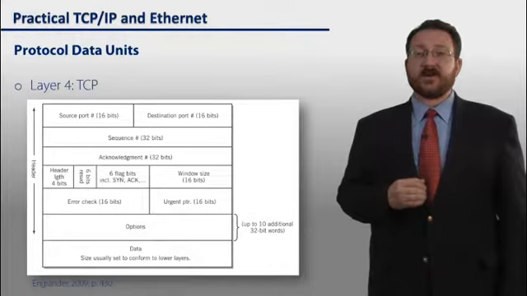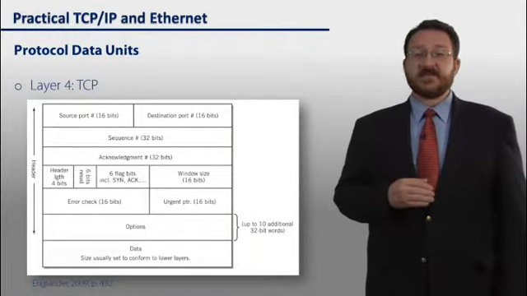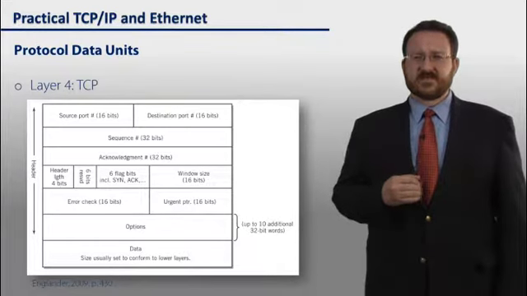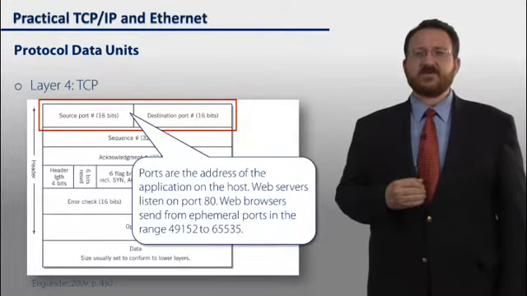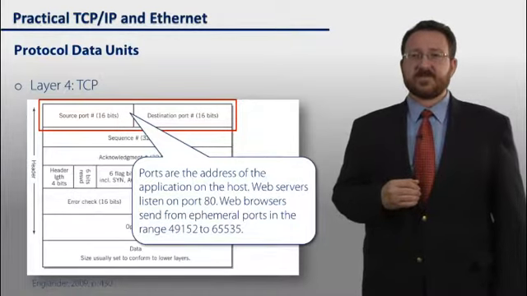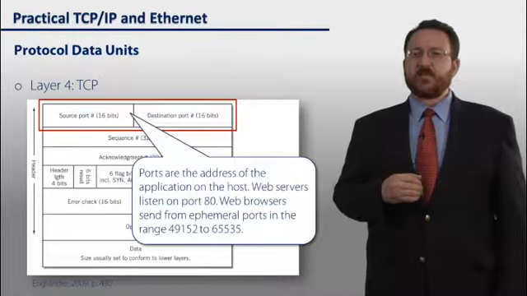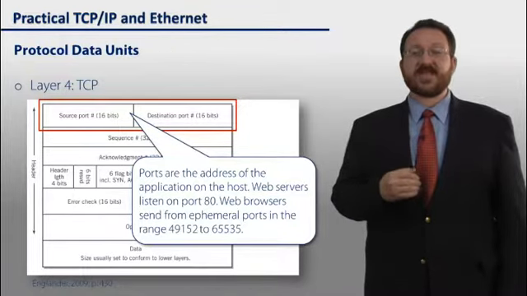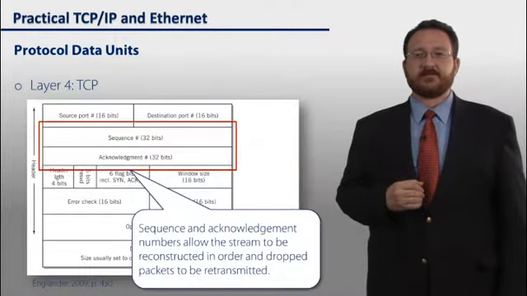At layer 4, we find TCP. TCP consists of a number of different fields, all of which contain various bits. Let's examine some of these. Here is the component of the address of which we're interested. The ports indicate an application that is listening on a particular host. So web servers listen on port 80, and web browsers are going to send from ephemeral ports that are in the range of 49,152 to 65,535. But there's both a source and a destination port that are indicated.